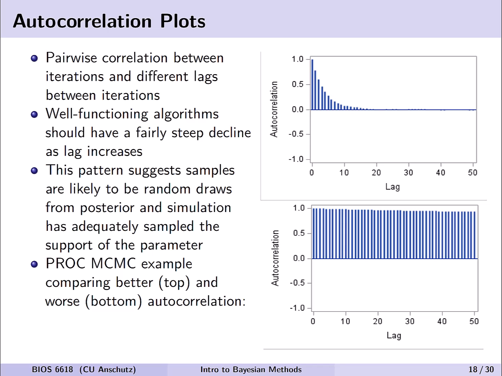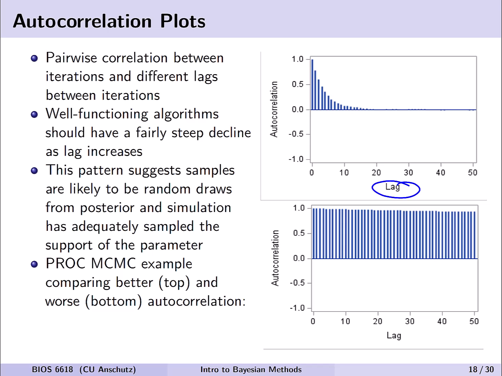Another type of plot we may be interested in looking at is an autocorrelation plot. It essentially summarizes the pairwise correlation between iterations and different lags between those iterations. So for example, if we just look at the right-hand side here, we see the x-axis is labeled lag, and we can note that as you get farther apart from, let's say, the same iteration where there's a 1.0 correlation, a perfect positive linear correlation, we can imagine as you increase to an iteration that's 5, 10, or further away, we would hope to see less and less correlation.